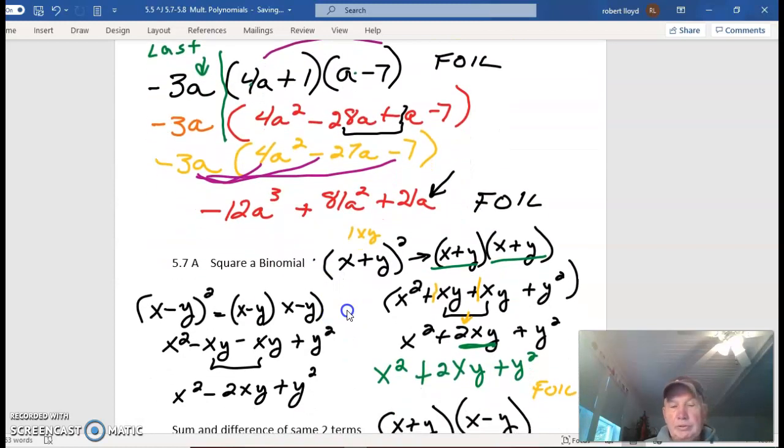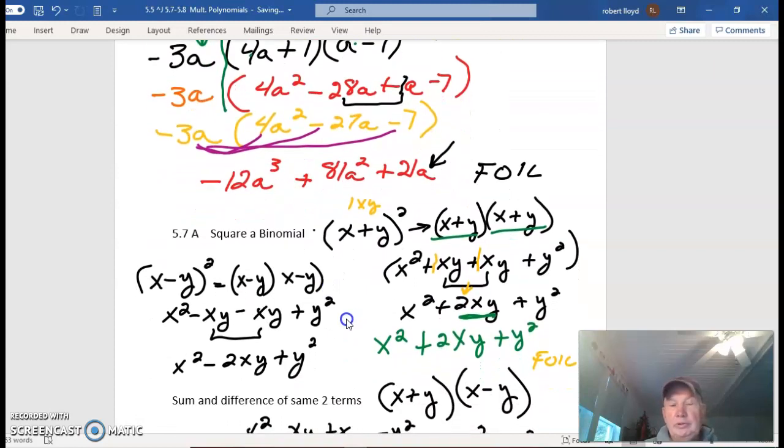There are a couple special cases. Squaring a binomial. If you have x plus y squared, that means you have two quantities of x plus y that have to be multiplied. So you can use the FOIL method here.